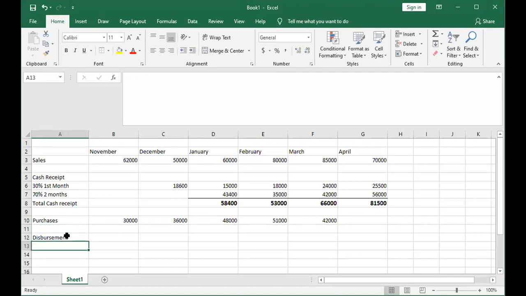So disbursement, the first one is purchases. All the purchases will be paid in the following month. So the total purchases of November will be paid all in December. The purchases of December will be paid in January. So continue to the following month. I just put it like this so that you can see.